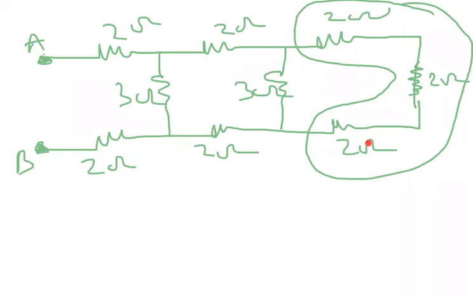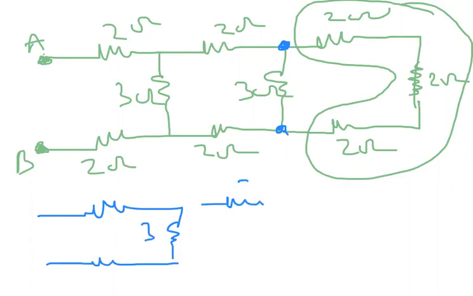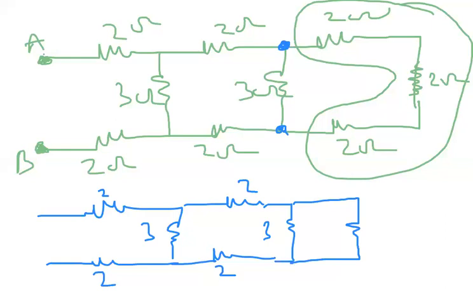For this branch, if you observe between these 2 points, these 2 are in series. So now, if you observe carefully, this is 3 ohms, 2 ohms, and again 2 ohms, 2 ohms, and this one is 3 ohms. Now this whole series combination, 2 plus 2 plus 2, we get as 6 ohms. So I am writing 6.